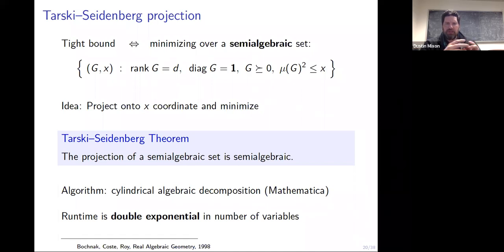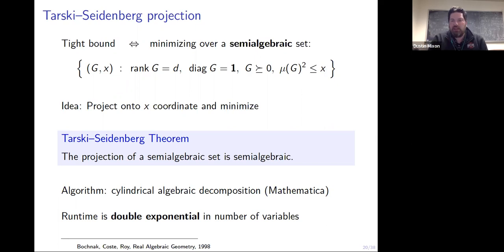And if you were to take this semi-algebraic set, it's a subset of matrix space, comma, real numbers. If you were to take that set and project onto the second coordinate, onto the real numbers, what you'd get is an interval. And it's the interval of all possible x for which there exists G, such that the coherence squared is at most x. So if you were to minimize x after projection, that would give you the optimal coherence. The cool thing is we understand what the form of this projection ought to be. This is the content of the Tarski-Seidenberg theorem, which is to say that the projection of every semi-algebraic set is semi-algebraic.